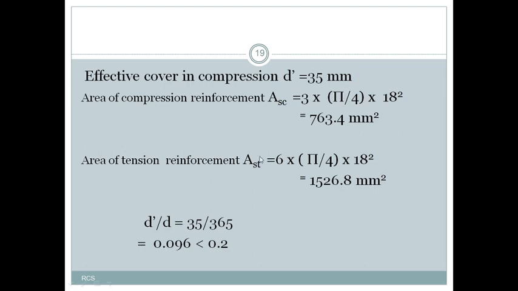After obtaining Asc and Ast, we have to calculate the ratio of d dash by d. That means d dash is the effective cover in the compression zone and d is the effective depth of the beam. The effective cover in the compression zone is 35 and the effective depth is 365, so the value obtained is 0.096. That value has to be compared with the maximum value in Table F of SP16. The maximum value of d dash by d is 0.2. So this value is well below 0.2, and we can adopt the table for calculating fsc.